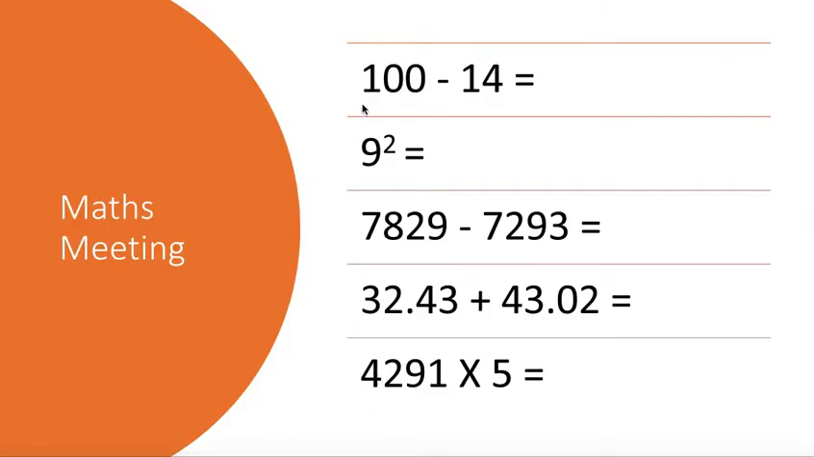Okay, let's start as normal with our maths meeting. 100 minus 14, 9 squared. The superscript 2 there means it's 9 squared, which means 9 times itself twice. 9 times 9. Column subtraction, column addition, lining up your decimal points carefully, and then a column multiplication. 5 times 1, 5 times 90, 5 times 200, and 5 times 4,000. Pause, and off you go.